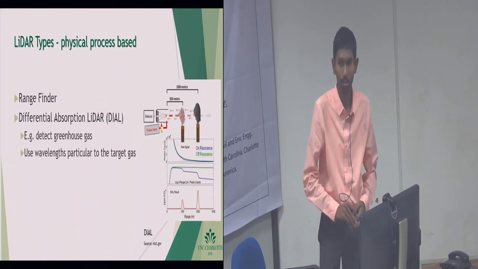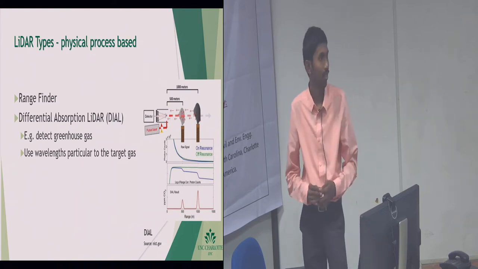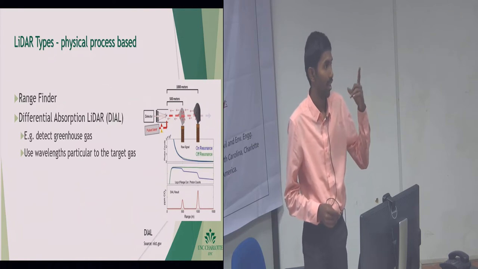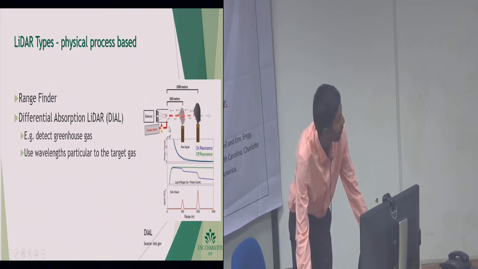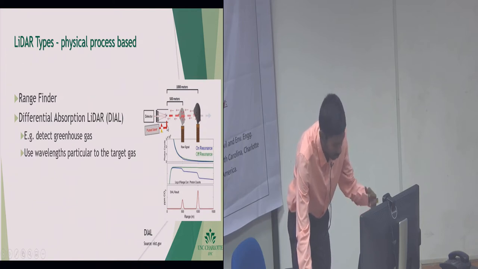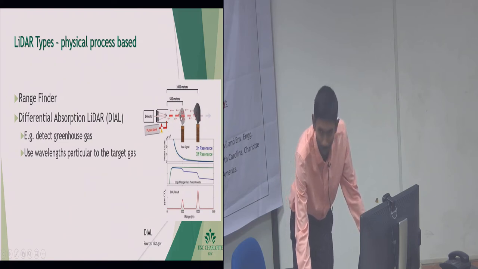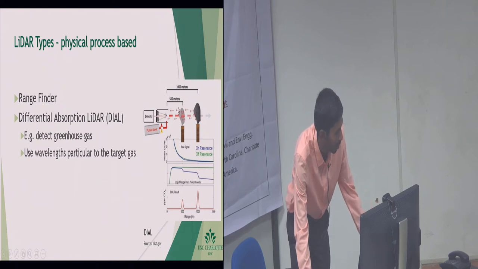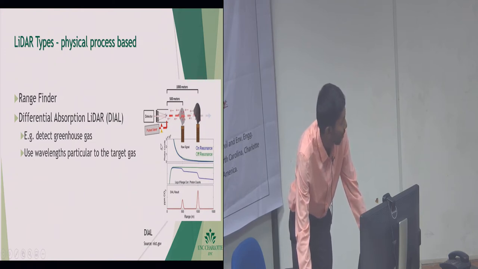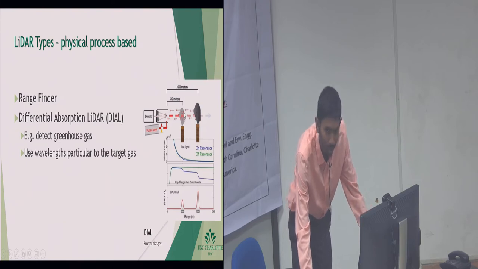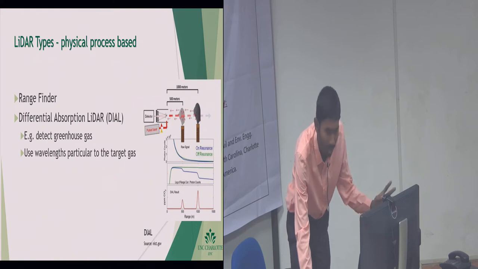Next, we have differential absorption LiDAR, which means we use LiDAR to again send out a light wave, and it gets absorbed by these gases over here, say, for example, greenhouse gases. Let's take carbon dioxide. We use a wavelength such that it gets absorbed by the gas. Depending on the intensity the reflected wave has, we could measure the concentration of the gas present in the atmosphere. And we also use a wavelength that is not absorbed by the gases, and using the difference between those two wavelengths' intensities, we could get the distance to the gases.